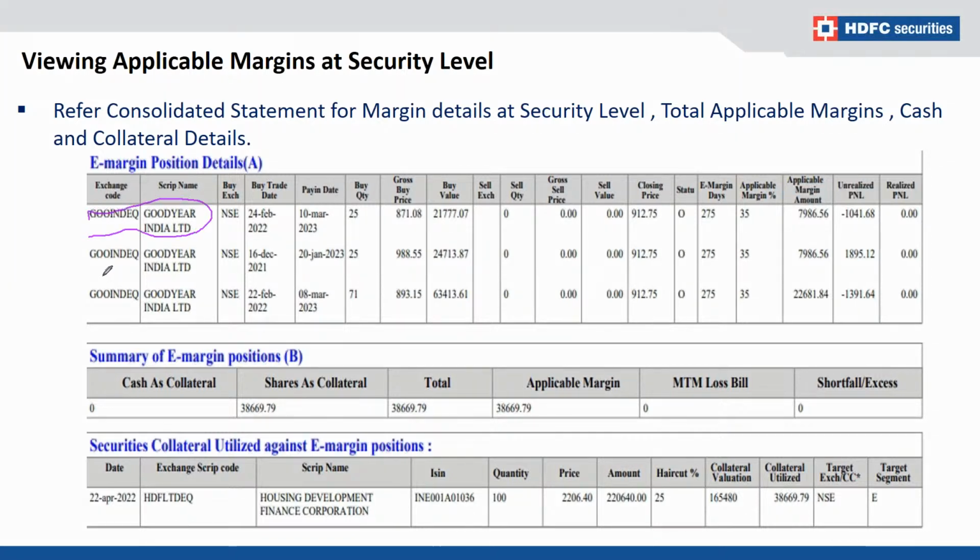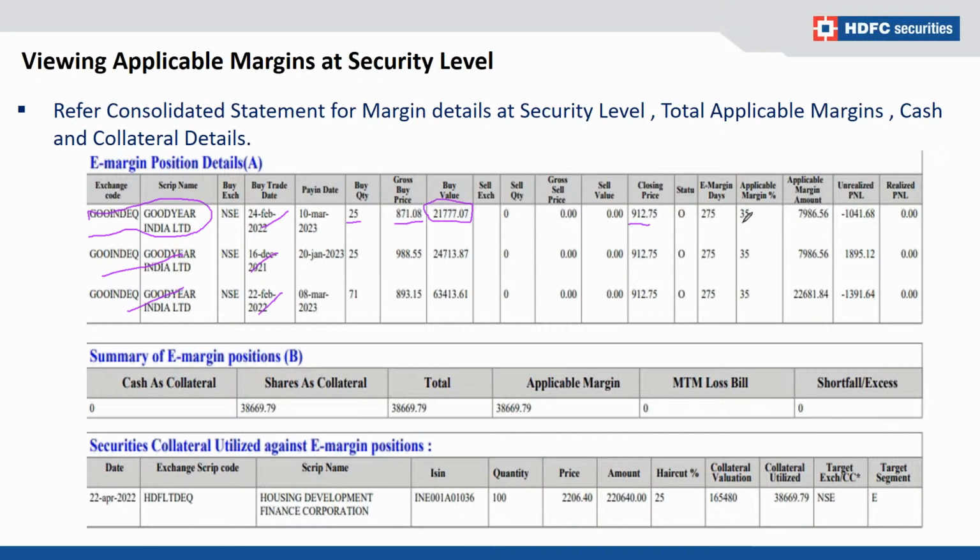Here, if you can see, the client has bought 3 different positions on 3 different dates, on 24th Feb, 16th Feb, and 22nd Feb. So when the positions have been taken on different dates, the customer would have paid some money. 870 is the buying price. For 25 shares, the customer would have paid the margin money to a total value of 21,777. Now the closing price of the stock has gone up.